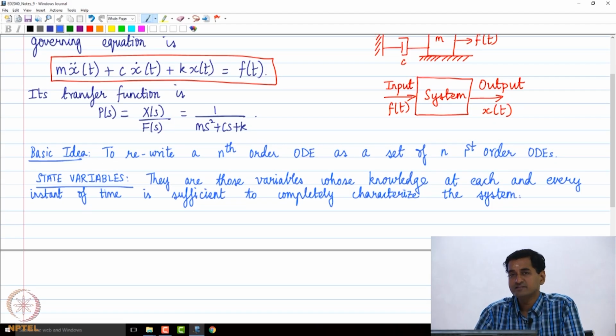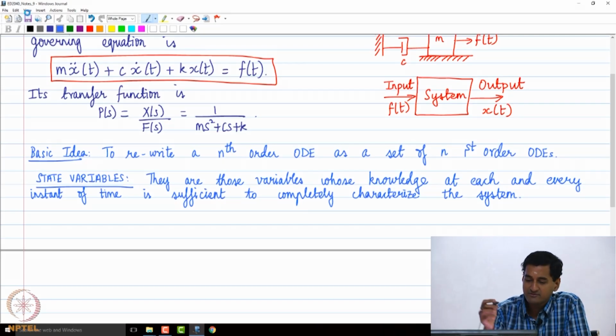As we discussed, in this particular mass spring damper system, I could take the displacement of the mass and the speed of the mass as the two state variables to characterize the system. We are going to use that to our advantage.